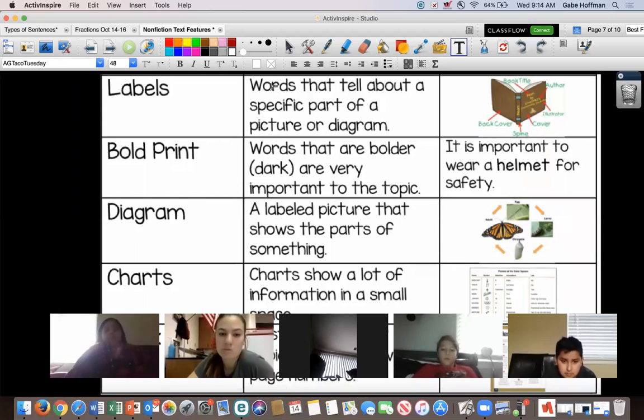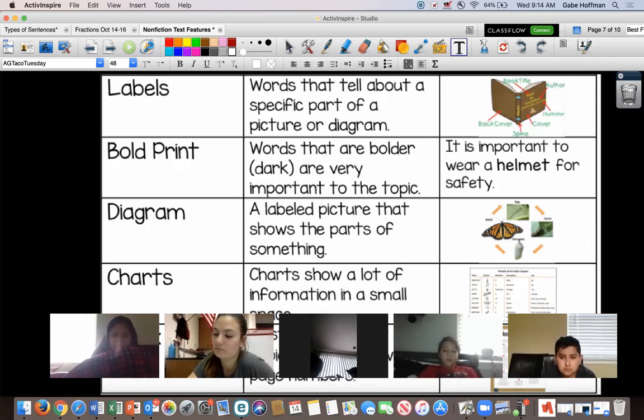Labels. Guadalupe, can you read what labels do? Words that tell about a specific part of a picture or diagram. Thank you. So a diagram would be an example over here, right? And labels identify the different parts on the diagram. So right here you see a book and it's showing this is the book title, this is the author's name, this is who the illustrator is, this is the front cover, the spine, and the back cover on the book. So labels are those little things that go with the diagram, right?